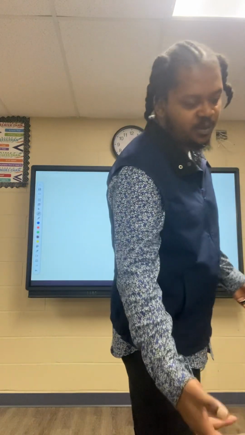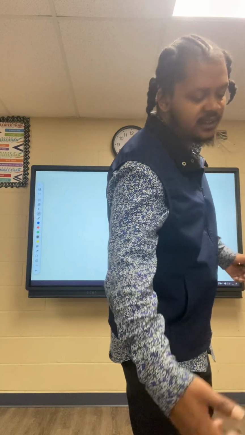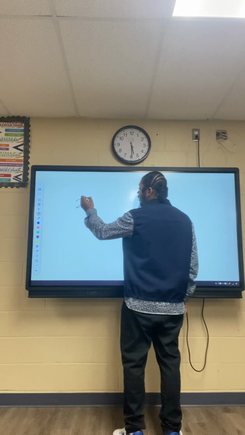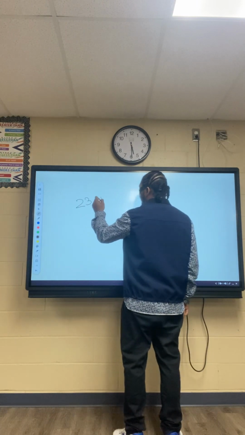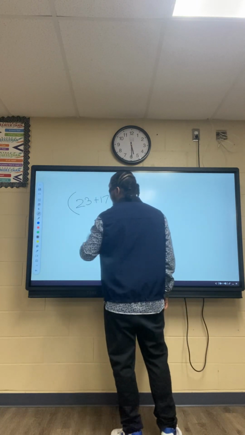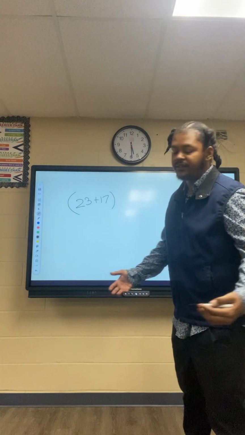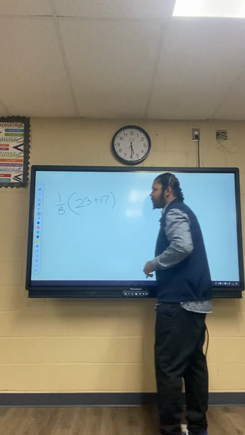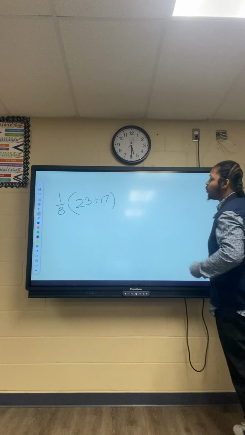So they want you to write the expression first. So 1/8 of the sum of 23 and 17. So we want the sum of these two numbers, 23 and 17. And then it says 1/8 of that sum, okay? So that's gonna look like this, okay? All right, so now we're gonna solve it.